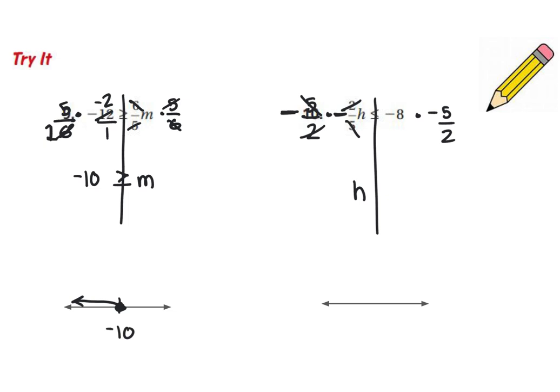You can see that we are multiplying by a negative, so we may flip the sign right away. And now we can cross simplify. 2 goes into 2 once, 2 goes into 8 4 times. A negative times a negative is a positive, and 4 times 5 is 20. 1 times 1 is just 1, so we can just leave it as 20. Our circle will be filled in because h could be greater than 20, or it could be equal to 20.